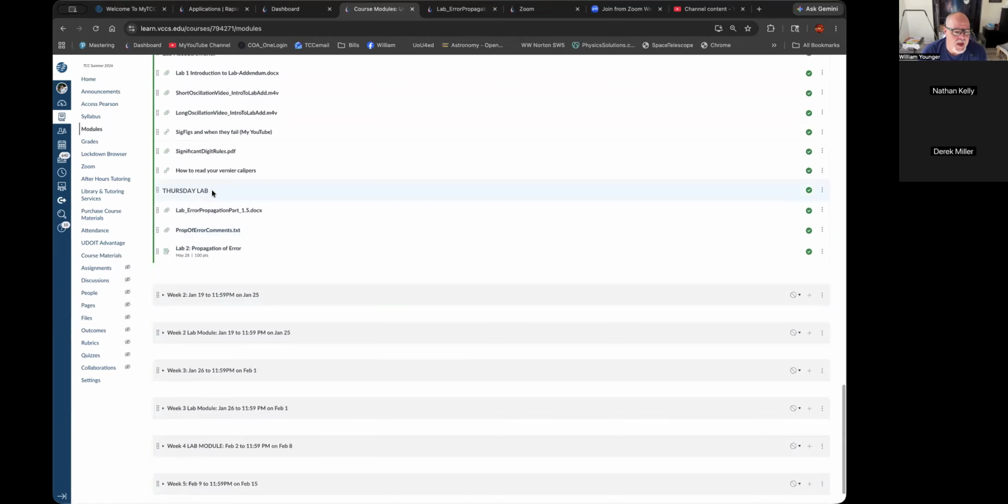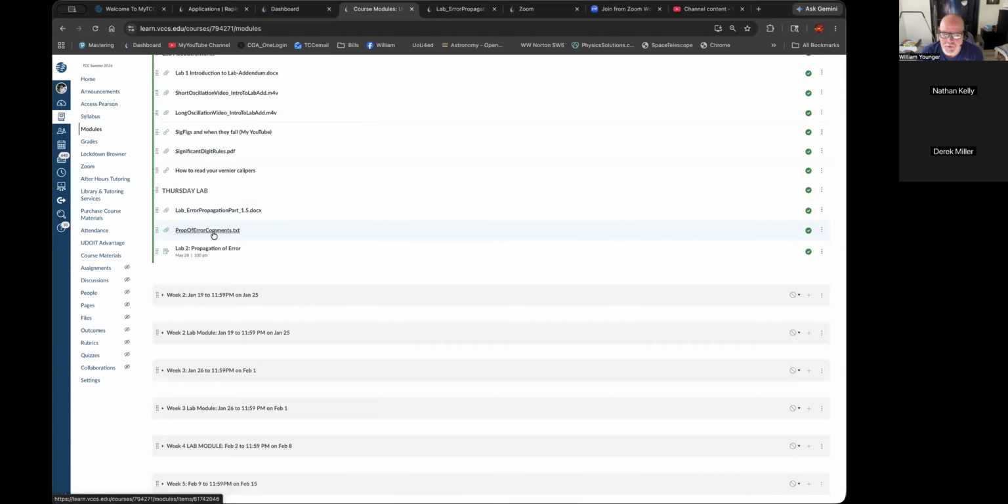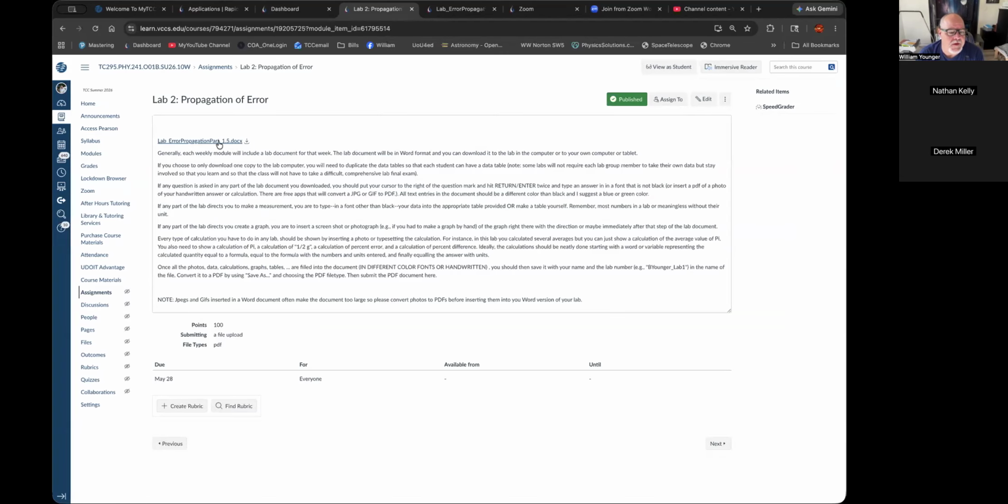Today's lab is the Thursday lab, of course, and this is the document I'm talking about, Lab Error Propagation Part 1.5. That's the Word document that you normally expect to have. These are the comments, just like I told you on the last lab, and this is where you turn it in. If you'll notice when you click on this, it is a turn-in location, but it also has the document itself up there, and it also has the generic instructions I've told you about turning in your lab report. So this is all stuff that you're supposed to know about.